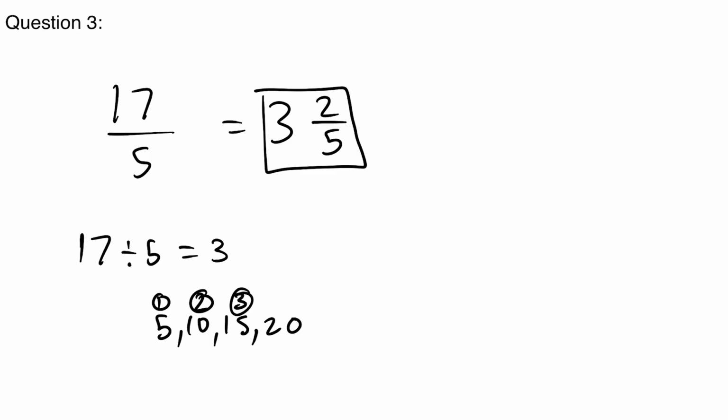So a key tip is that the denominator stays the same. Only the numerator changes to the remainder. And a common mistake is to change the denominator. I know I sound redundant, but I can't emphasize it enough. The denominator will always stay the same.